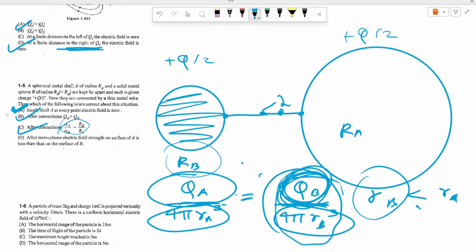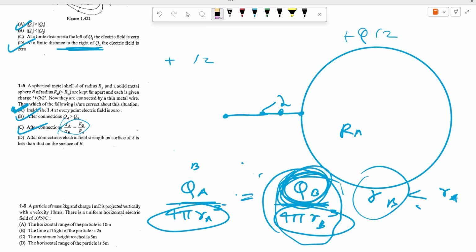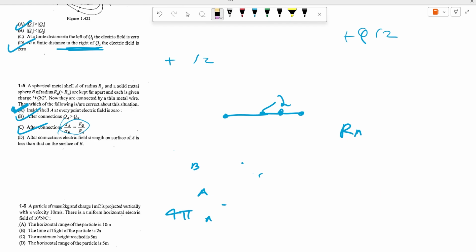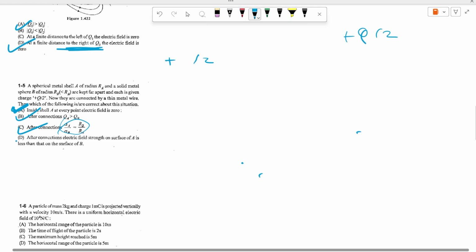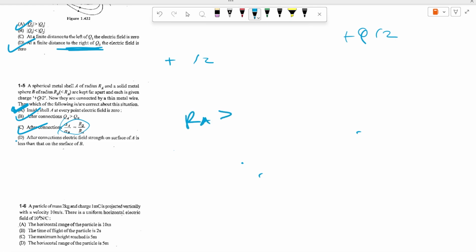We have still not analyzed the fourth part. Let me just grab the eraser quickly. So the fourth part says after connections, electric field strength on the surface of A is less than that on the surface of B. RA is larger than RB.